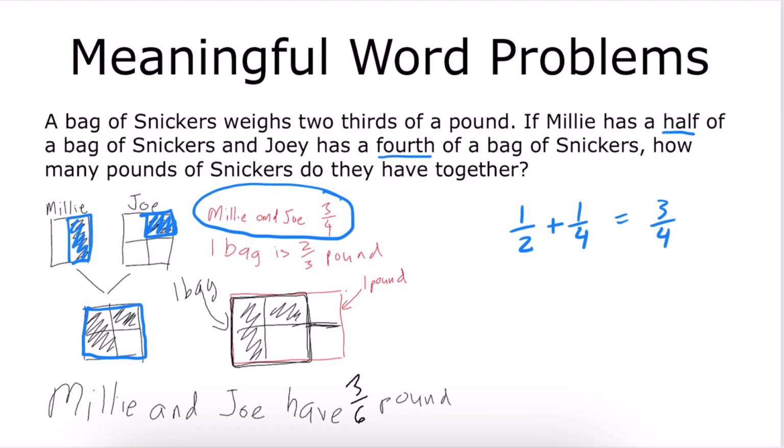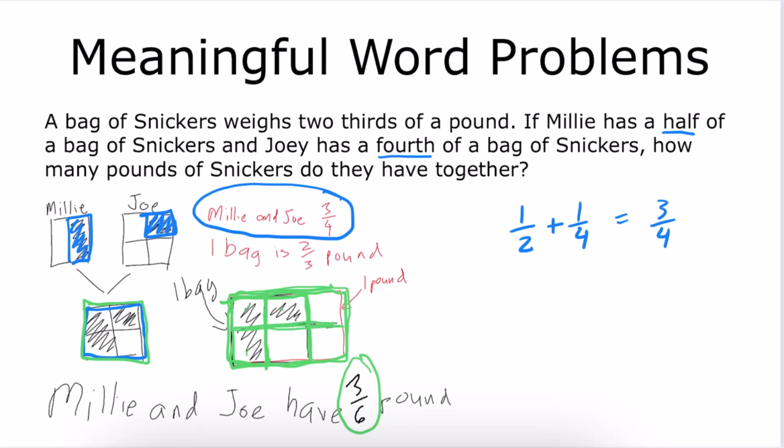And then it looks like they took this 3/4 of a bag of Snickers and drew it inside a rectangle that represents a pound. The way they drew it, this line and this line split the pound up into thirds, and that's how they represented that one bag is 2/3 of a pound. And then the part that Millie and Joey had was 3 of these little squares here, and they said that Millie and Joey have 3/6 of a pound because this line right here splits the entire pound up into sixths.